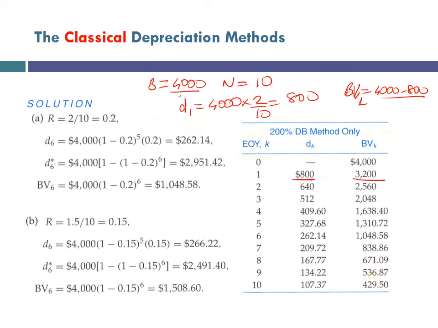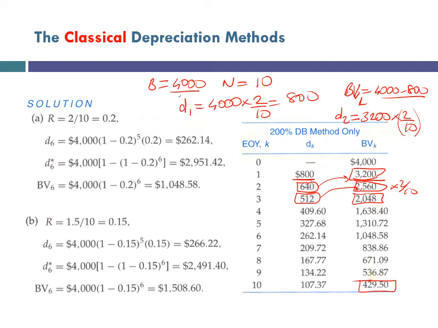Then in order to calculate the depreciation in year 2, we multiply this book value at the end of year 1 by 2 over 10 again, and we obtain this value. This is the depreciation in the second year. When we subtract this value from this one, we obtain this book value. Then multiply this by 2 over 10 and we obtain this depreciation amount, and subtract it from this one, the book value is this. And we keep continuing in that way.